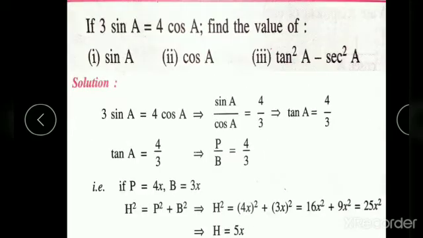Okay, the next one, if 3 sin A is equals to 4 cos A, find the value of sin A, cos A and tan square A minus secant square A. So what is given? 3 sin A is equals to 4 cos A. So you can write 3 sin A. When you take this cos A to the other side, it becomes divided by cos A. So you have 3 here. You can send it to the other side. That becomes divided by 3. So sin A divided by cos A is equals to 4 divided by 3.